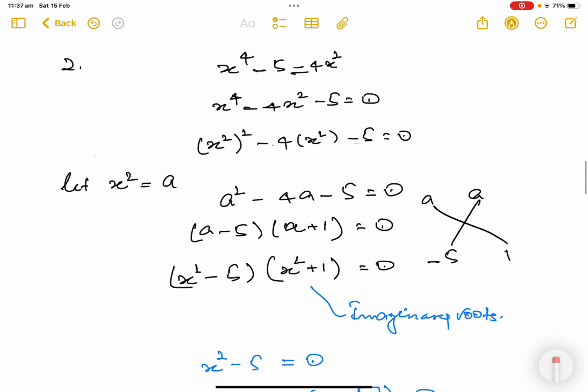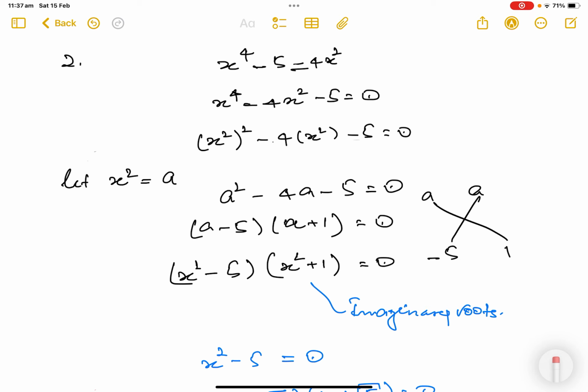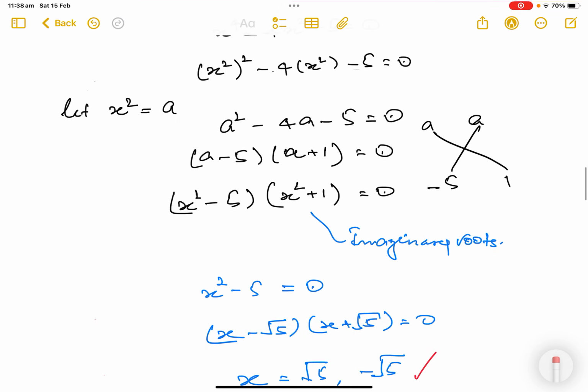So x to the power 4 can be written as x squared, all squared, minus 4x squared minus 5. Take x squared as a, which is just a notation. So a squared minus 4a minus 5 equals 0. That is a quadratic equation, so we can simply find the factors. Cross-multiplying, minus 5 and 1, the factors are a minus 5 times a plus 1.